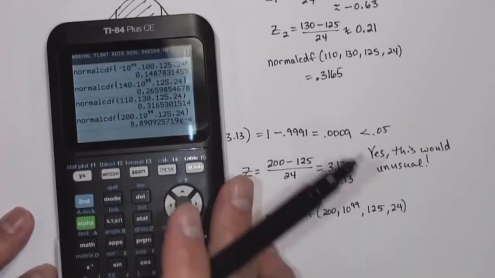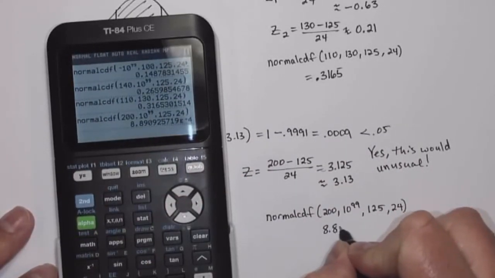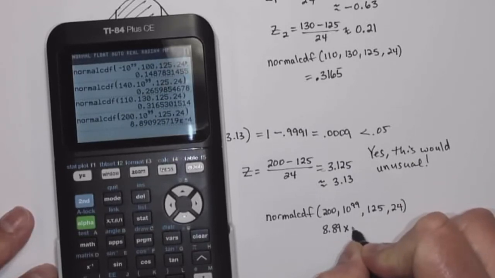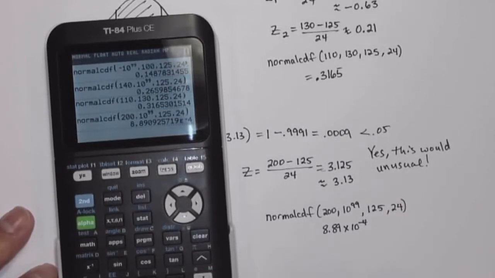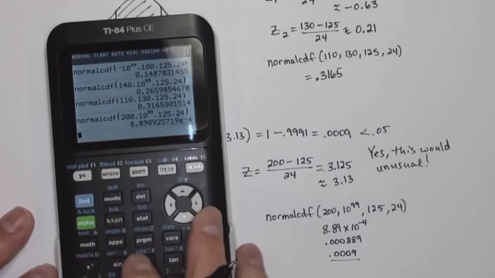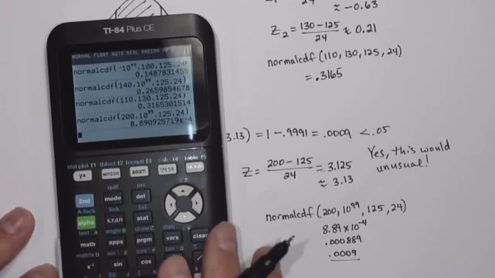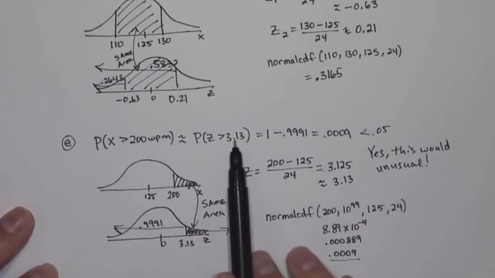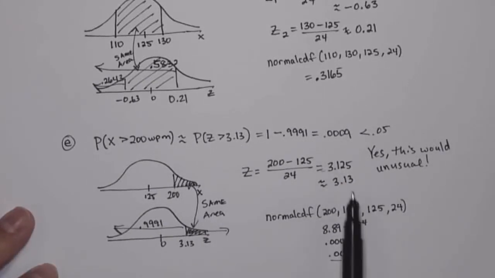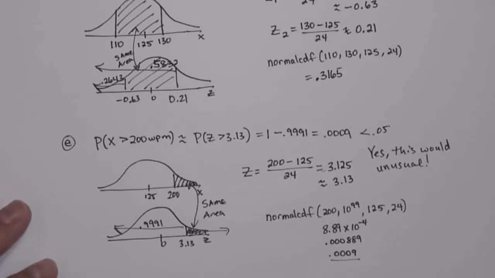So this answer is 8.89 E negative 4. That E is scientific notation, so that's times 10 to the negative 4, which means the decimal point really moves 4 places to the left, so 0.000889, and so if we round that to 4 places, that would be 0.0009. So we get the result of 0.0009, which is the same result we obtained previously. So even though we rounded our z-score here, it didn't result in significant error in that particular case.